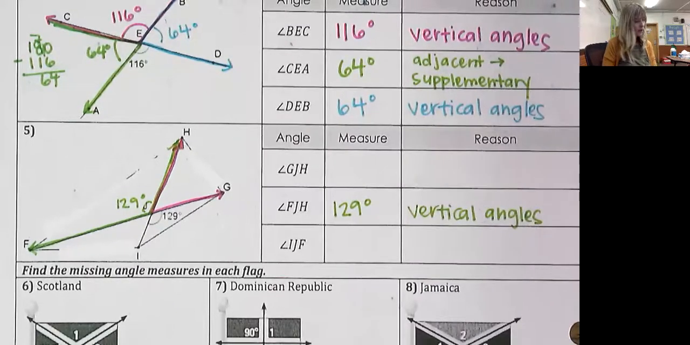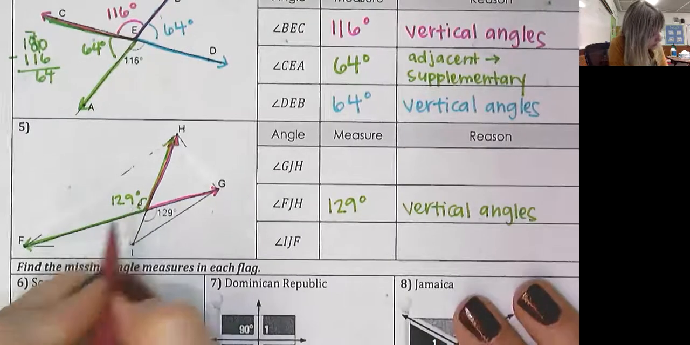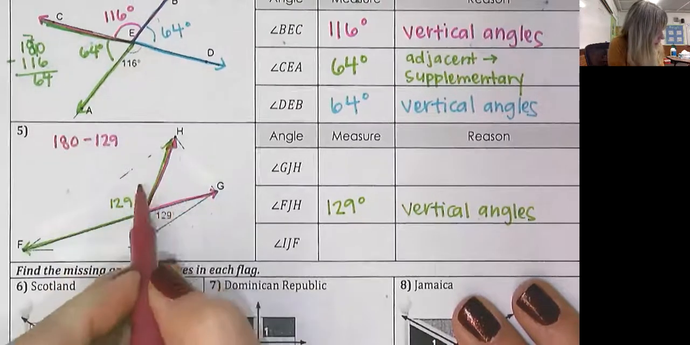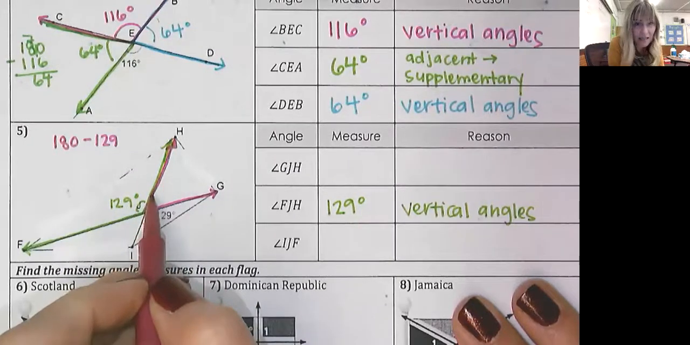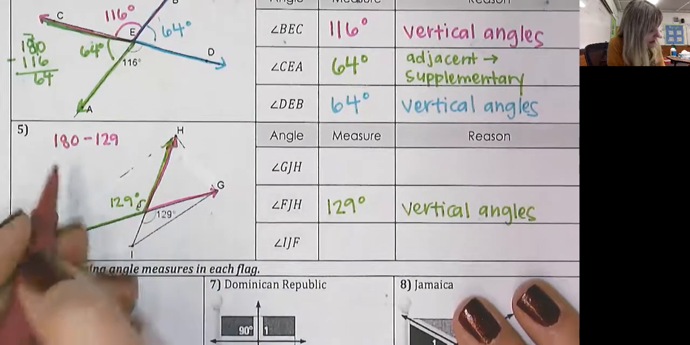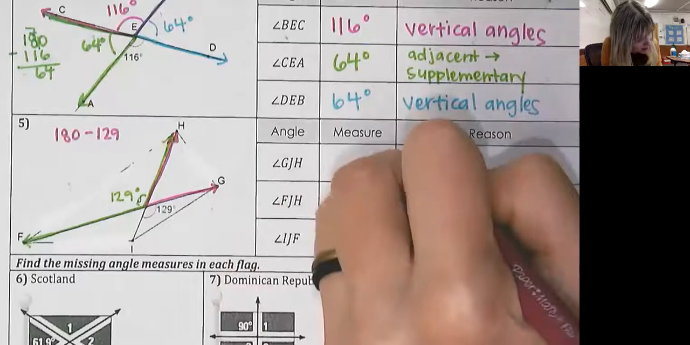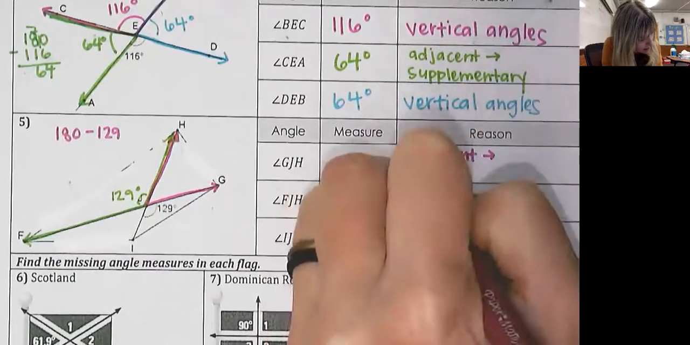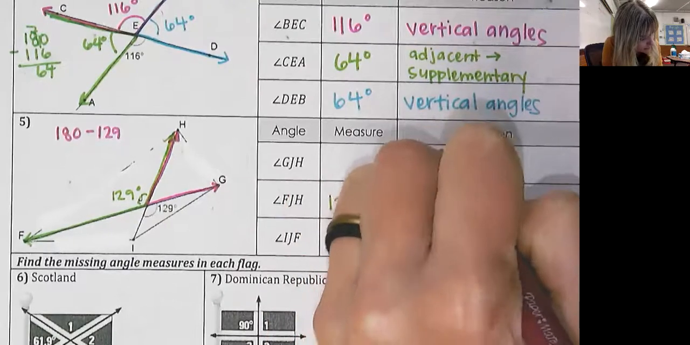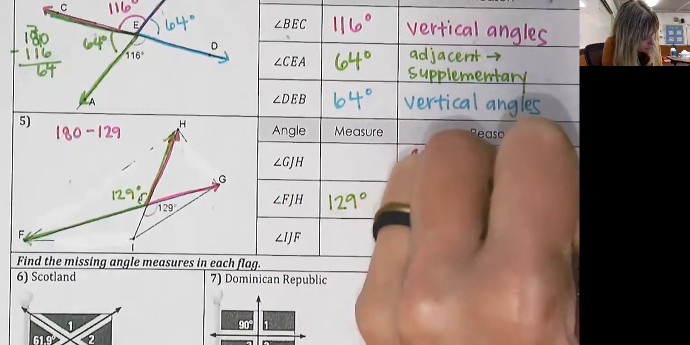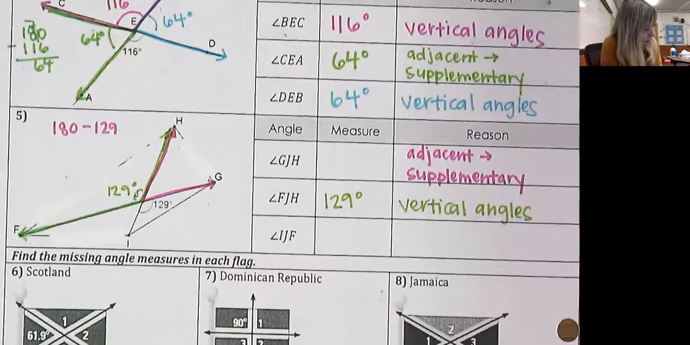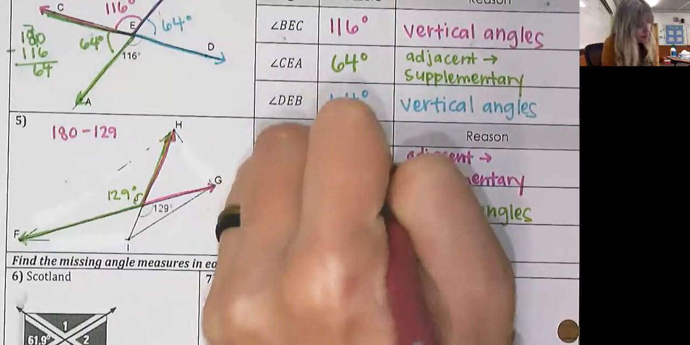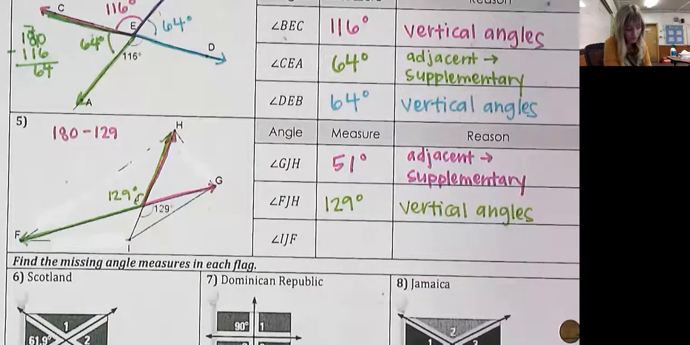And now on the pink one, I'm going to go 180 minus 129 because pink and green are adjacent. So in this picture, they are adjacent, which also means supplementary. And 180 minus 129 is 51 degrees. You can type it in a calculator if you need to.